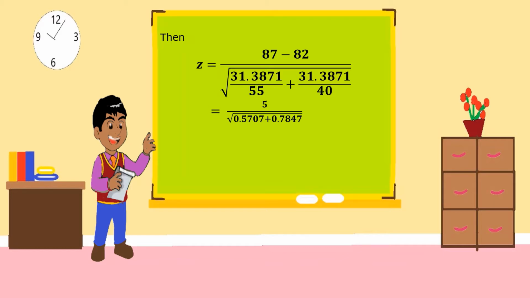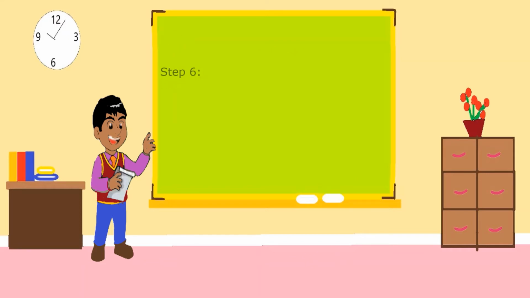So we have here 0.5707. That's 31.3871 divided by 55. And the other one is 0.7847 from 31.3871 divided by 40. So we have here 5 divided by the square root of 1.3554. And that is 5 over 1.1642, or 4.29.